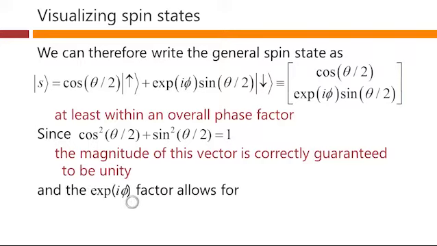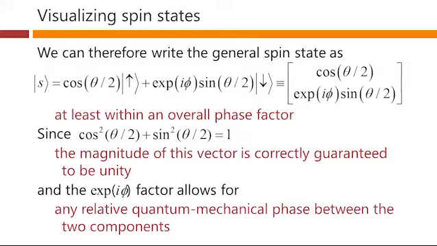And this additional factor we've put in here, e to the i phi, allows for any relative phase between the spin up and spin down. So, as I said, within some overall phase factor, this is a completely arbitrary spin state here. Choosing different values of theta and phi will allow us to define any particular spin state in this system.